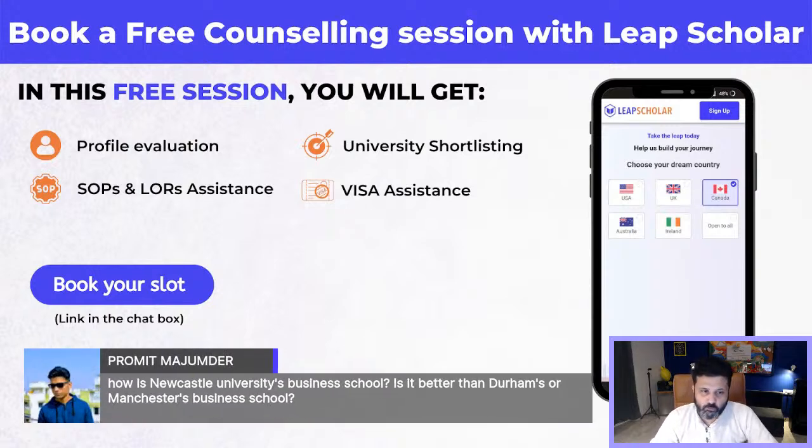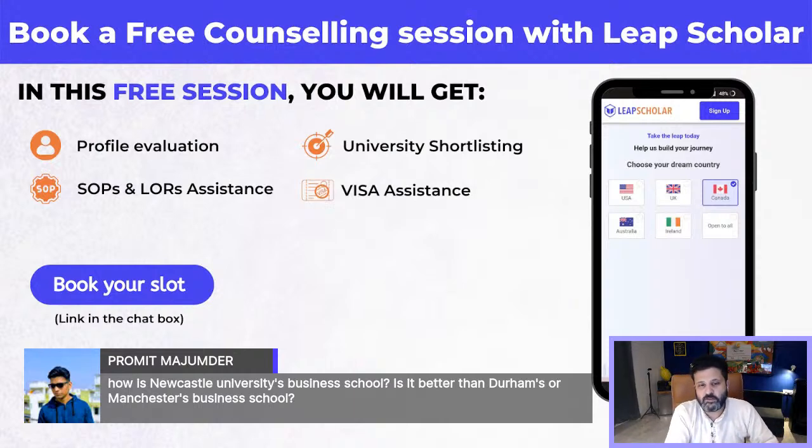Promit, very interesting question. Newcastle, better than Durham or Manchester? So Newcastle is a Russell Group university, Promit. Again, it's a very reputed university. But when I talk solely from the perspective of business school, then I would place Manchester the highest, second Durham, and then Newcastle. I hope that answers the question.